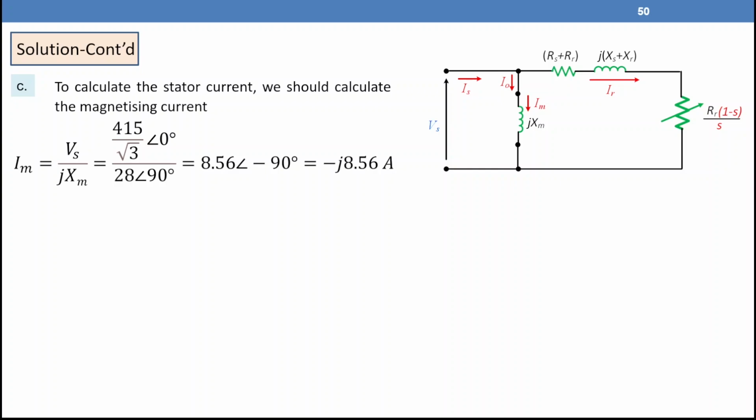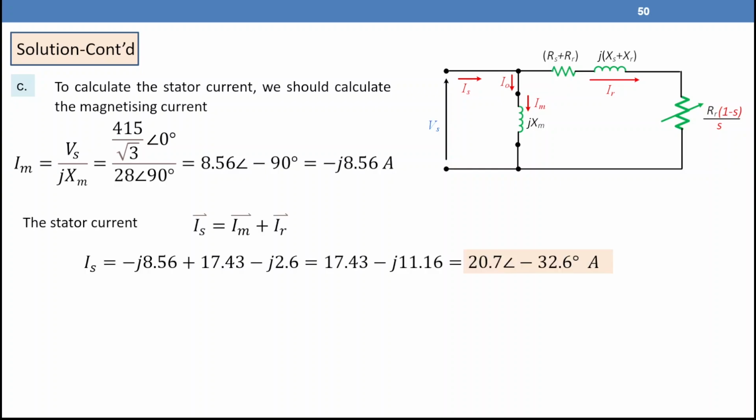Now we can add I rotor plus IM to have I stator. So the stator current in phasor form will be IM plus IR. So we add IR plus IM. That one gives I stator in rectangular form 17.43 minus j11.16 ampere, or in the polar form, we have 20.7 angle minus 32.6 degrees ampere.